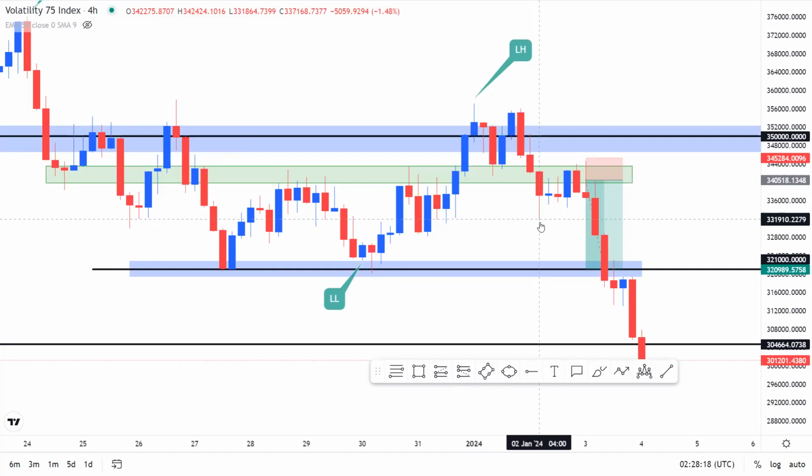And from there, I only identify my areas of interest using the daily and the weekly time frame. Taking this down back to the daily time frame.